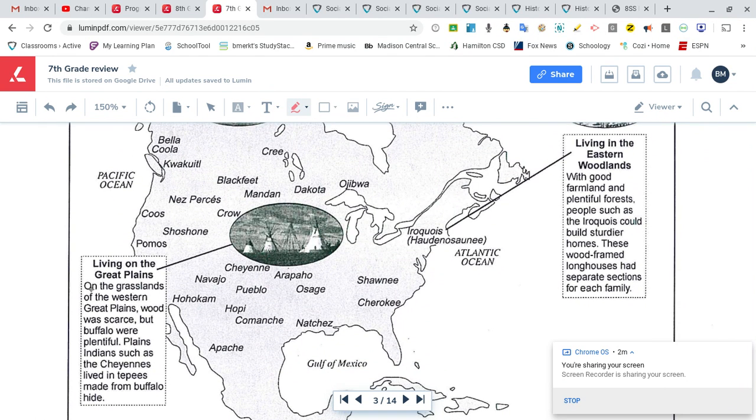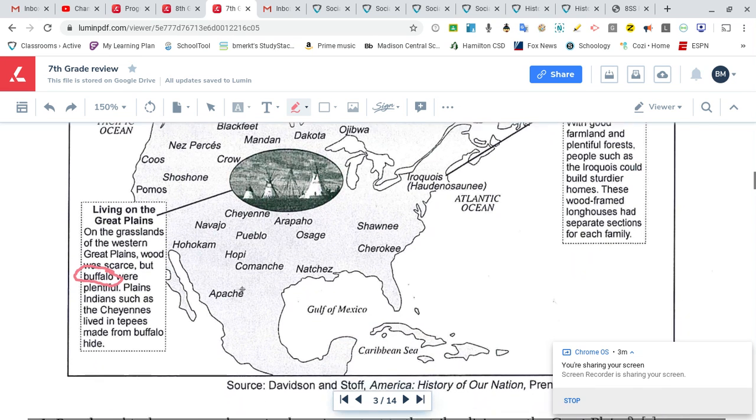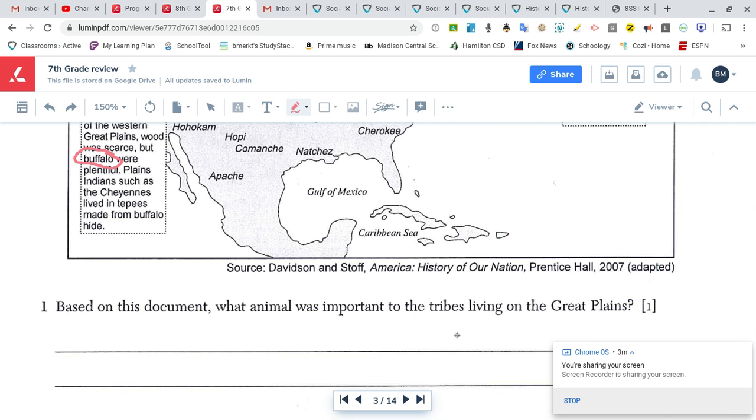So living on the Great Plains, let's read it. On the grasslands of the western Great Plains, wood was scarce, but buffalo were plentiful. Plains Indians, such as the Cheyennes, lived in teepees made from buffalo hides. So what's the animal? The animal is buffalo. And that would be your answer. The animal that was important to the tribes living on the Great Plains was, yes, the buffalo.